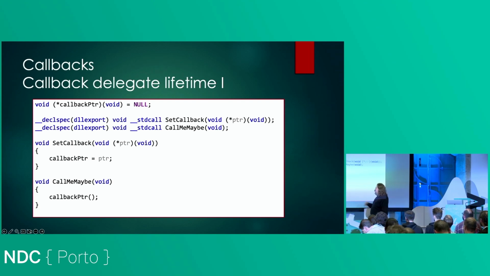So then we call set callback. We get the function pointer passed in. We just remember this, and then call me maybe. We try to invoke this function pointer, and that better be valid, because otherwise.